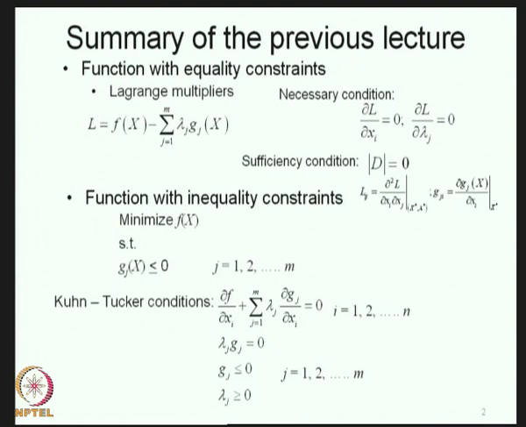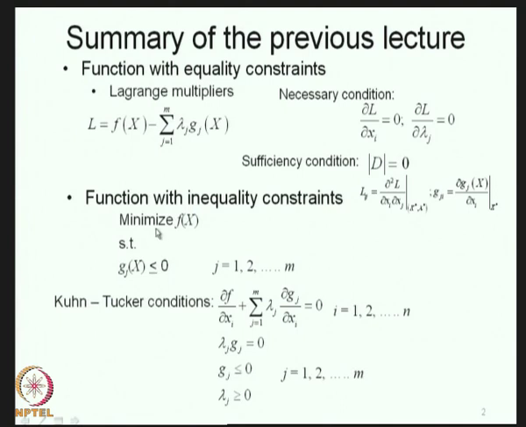I again repeat, Kuhn-Tucker conditions are necessary conditions, they are not sufficiency conditions, except for a specific type of problem where the objective function is convex and you are looking for a minimization and all the constraints are convex functions. So, the objective function is a convex function of the variables and all the constraints are also convex functions of the variables. Such problems are called convex programming problems. The Kuhn-Tucker conditions that we just stated will also be sufficient conditions only in cases of convex programming problems.